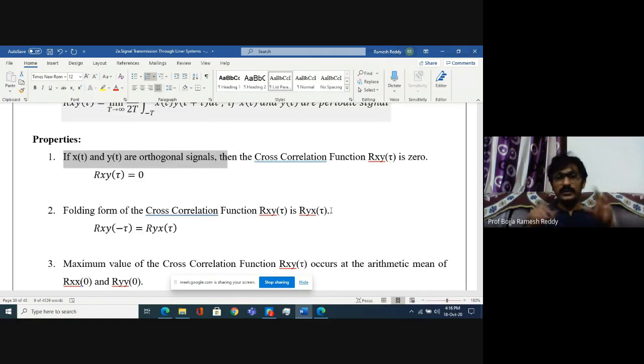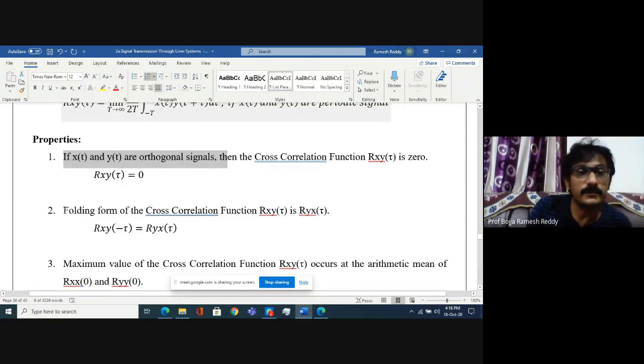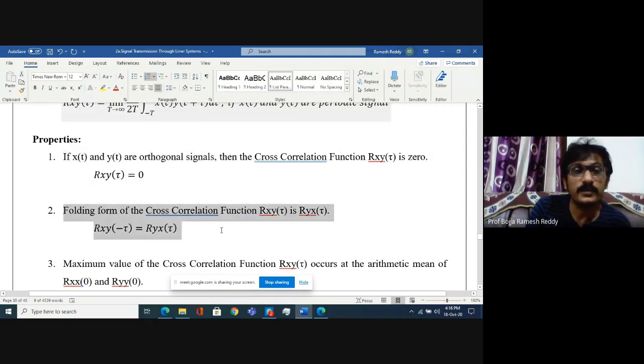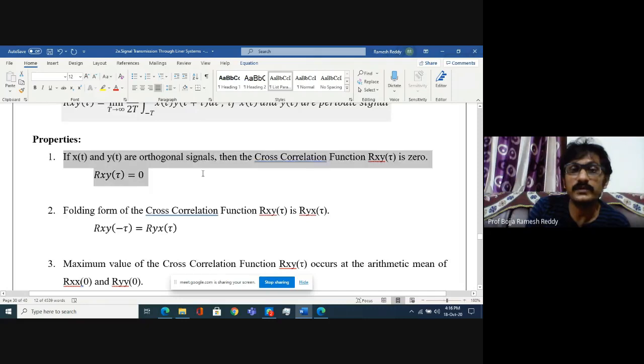In magnitude both are the same, but interchanged, like folding. Take the folding form of rxy of tau to get ryx of tau. That is, rxy of minus tau is equal to ryx of tau. It is the second property. The first property is, if x of t and y of t are orthogonal signals, then the cross correlation function is 0.